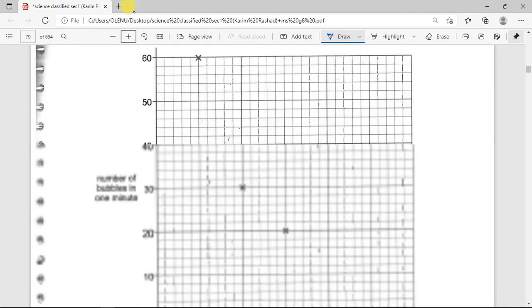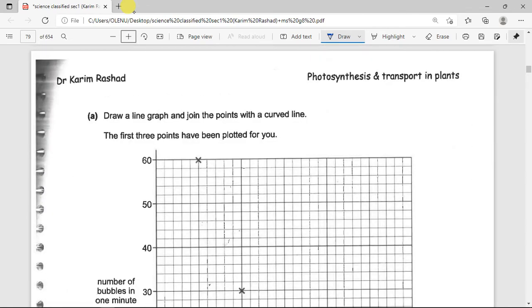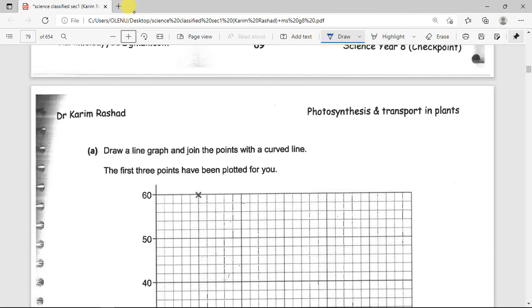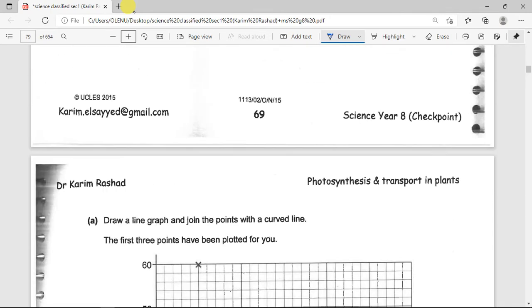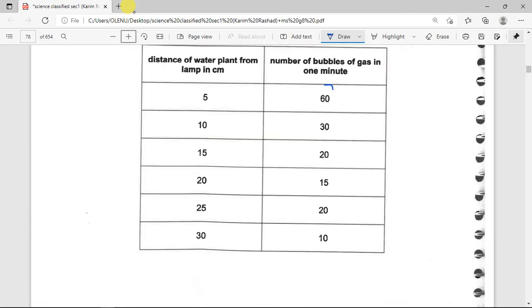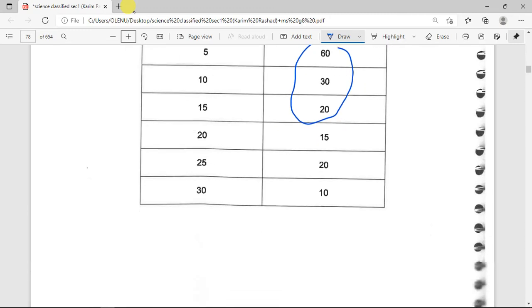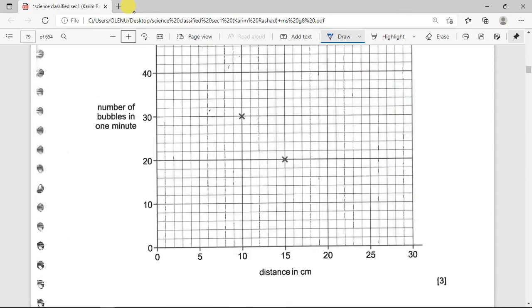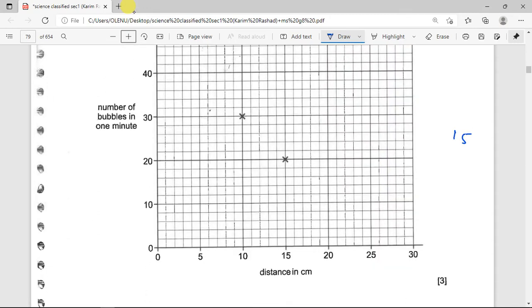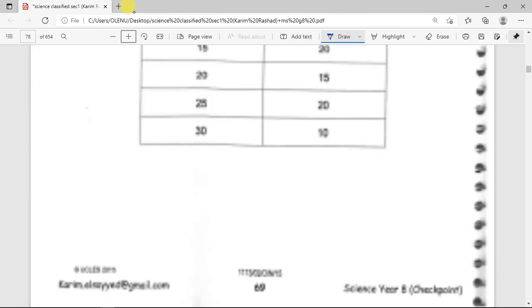Here's the result. Now, first question here is, draw a line graph and join the points with a curved line. The first three points have been plotted for you. So they've done these first three. Now we need 15, 20, and 10.